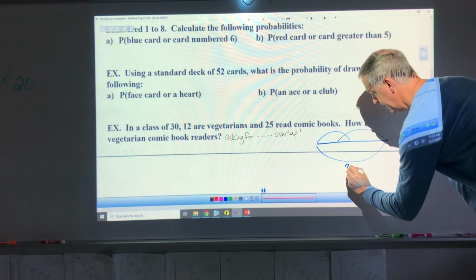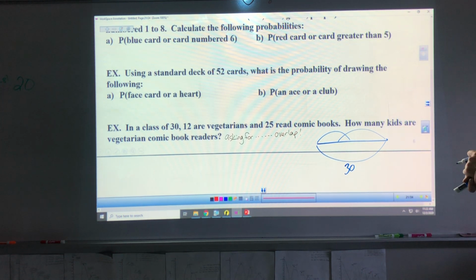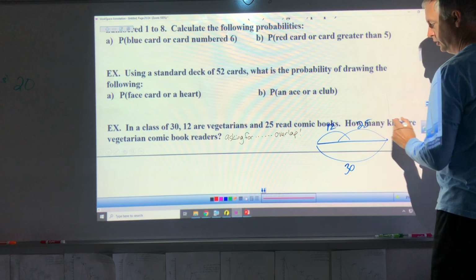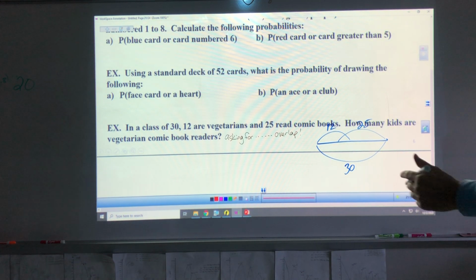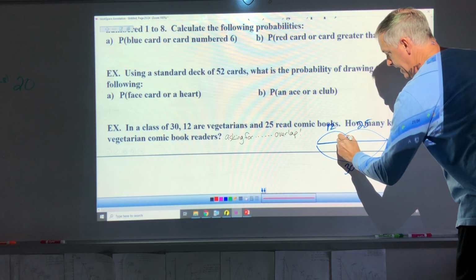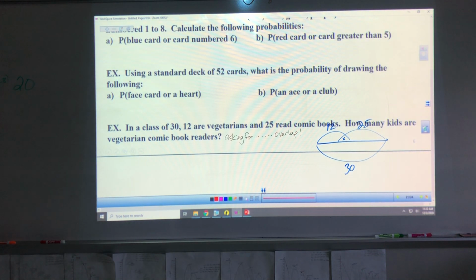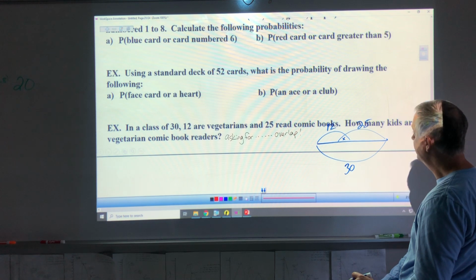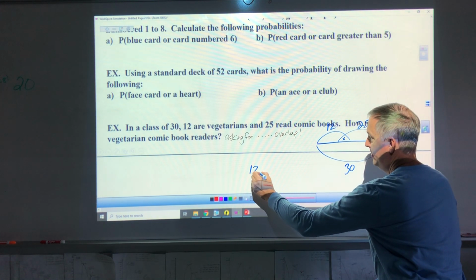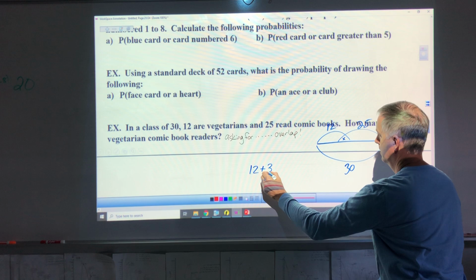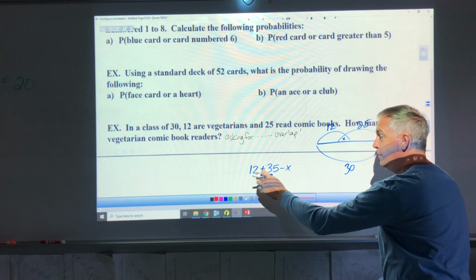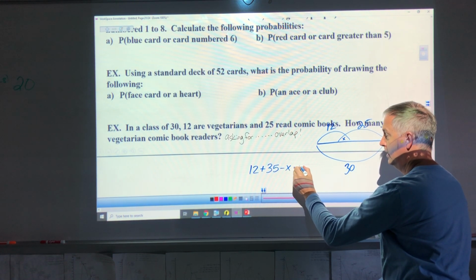Well, we have a total of 30 kids. 12 of them are vegetarians. 25 of them are comic book readers. There's a handful of them that do both. And we need to figure out how many of them do both. If you recall, back when we first covered this, you would add the two lips together and subtract the overlap. Just like we've been doing. We've been adding the independent pieces together and subtracting the overlap.